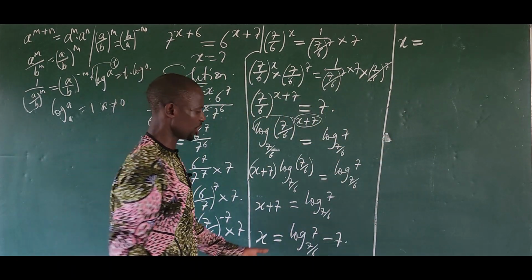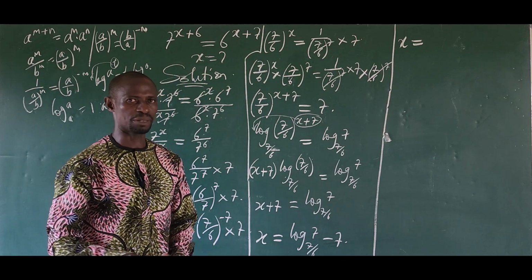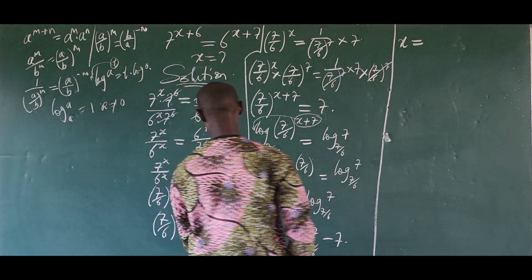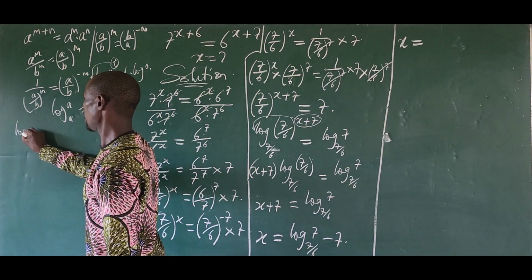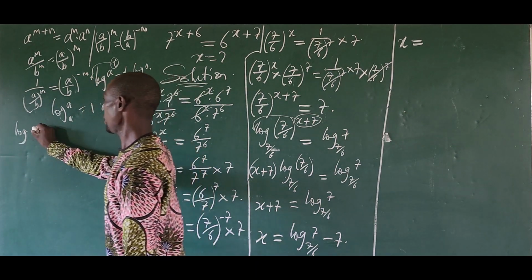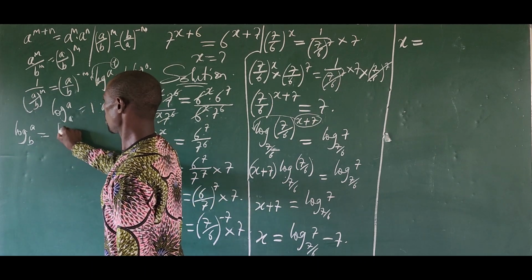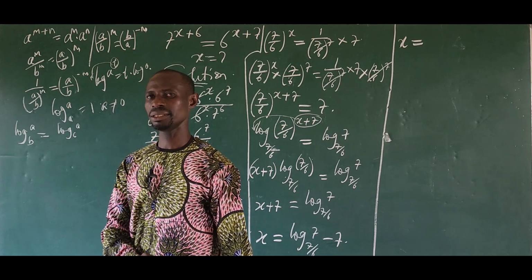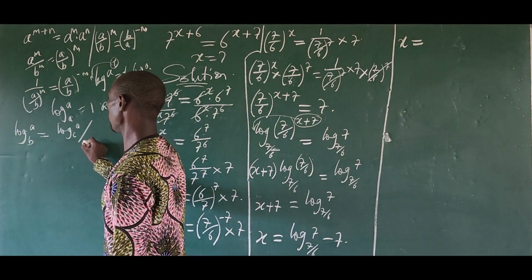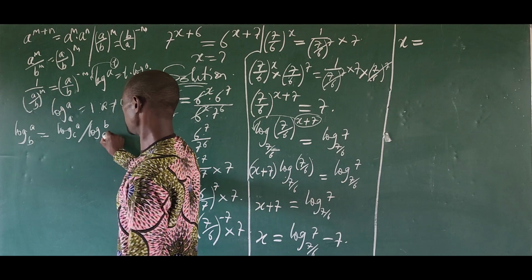The first thing we do here is to apply what we call the change of base law. We change it to our natural base, which is base 10. The change of base law says that if you have log a base b, this is equal to log a base c, we are changing it to base c, all over log b base c.